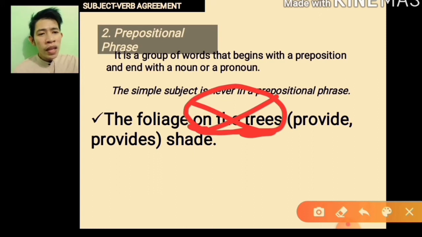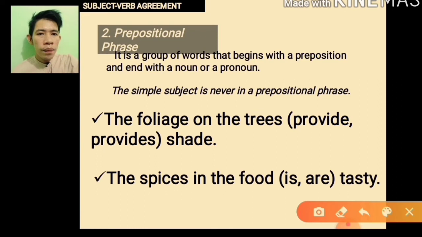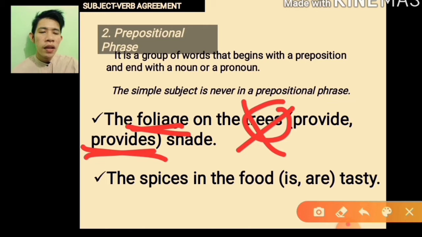Okay? So, if that would be the case na hindi natin malalaman kung saan yung prepositional phrase, the technique here is look for the main subject or the main point of the sentence. Saan ba ang pinag-uusapan? Sino ang pinag-uusapan? Ano ang pinag-uusapan sa sentence? That is the foliage. And the foliage is singular or plural? Singular. So, that is provides. Do not be affected with trees kasi hindi naman siya ang pinag-uusapan eh, di ba? Trees, hindi siya pinag-uusapan. Ang pinag-uusapan dito is yung foliage. Kaya provides siya, singular and singular.